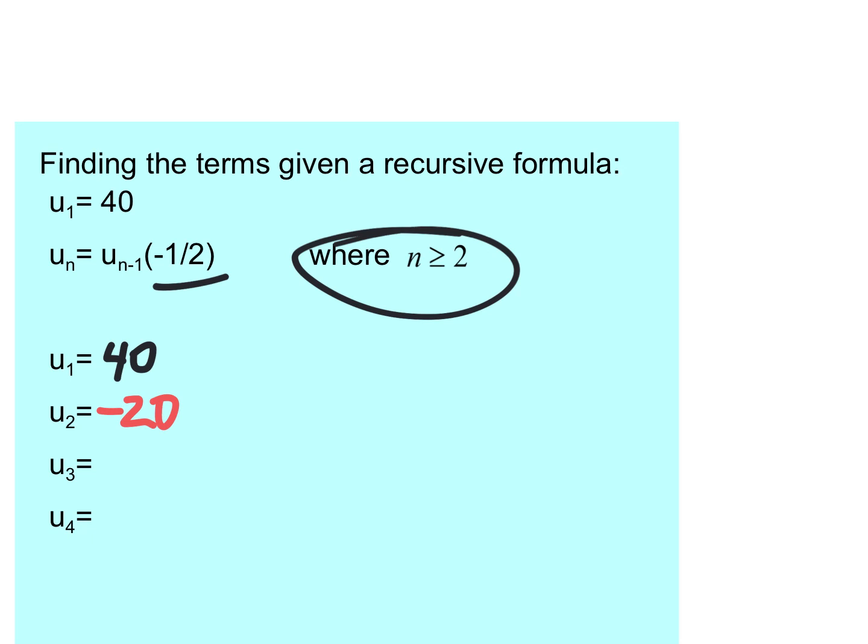Lydia, multiply it by 1/2 again. You're actually multiplying by -1/2, makes it +10, good. Multiply it by a -1/2 again. Kennedy? Yup. Okay.